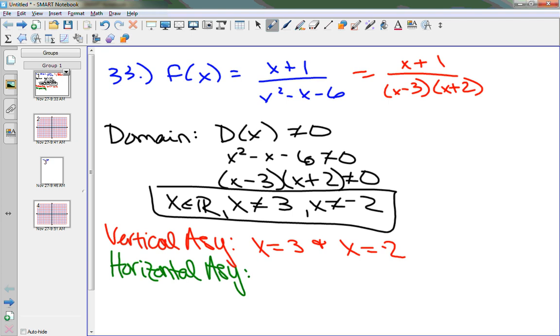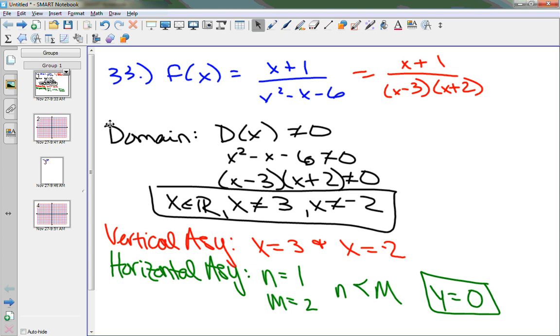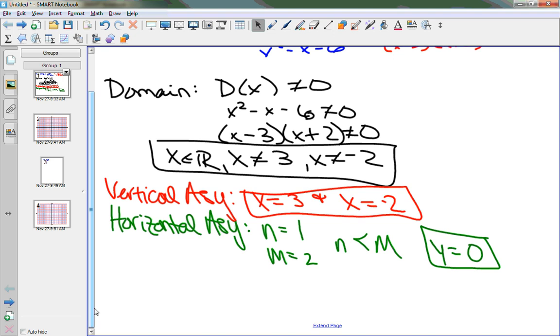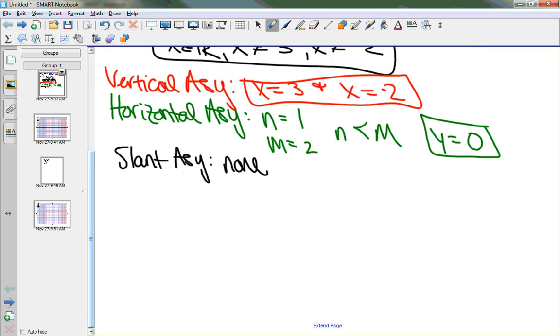Now, do I have a horizontal asymptote? How do I find a horizontal asymptote? What do the horizontal asymptotes depend upon? N and M. So what's the degree of my numerator? 1. What's the degree of my denominator? 2. What is the relationship between N and M? N is less than M. So what's my horizontal asymptote? Y equals 0. So if I have a horizontal, can I have a slant? So what do I write under slant? None.